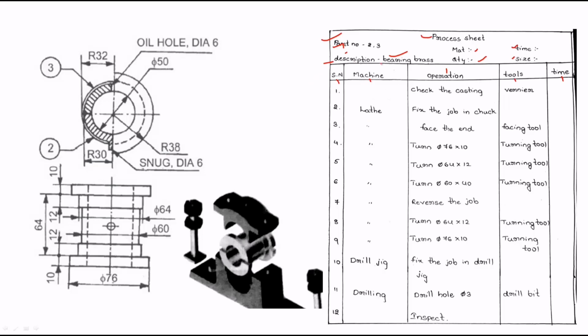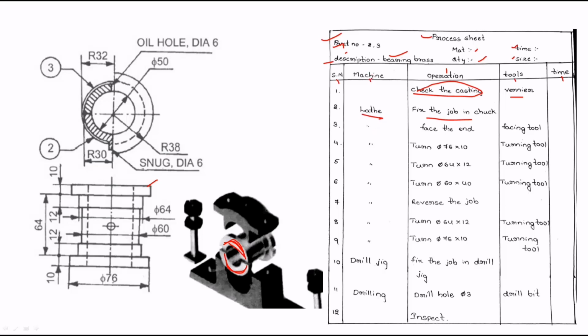And the process sheet we are preparing is for the bearing brass, that is nothing but these two rings or these two semicircular objects. These two are bearing brasses. So for preparing the process sheet, let's look at it. First of all, checking the casting and the component sizes is very important. So for this bearing brass, check the component size and the casting, with the help of vernier calipers. After that, fix the job in the chuck of the lathe machine.